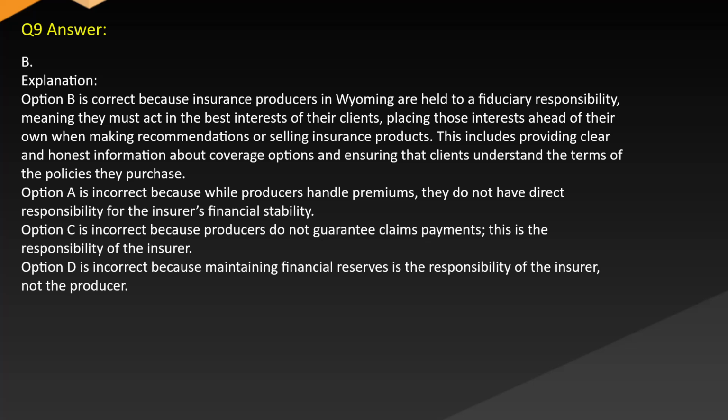Option A is incorrect because while producers handle premiums, they do not have direct responsibility for the insurer's financial stability. Option C is incorrect because producers do not guarantee claims payments. This is the responsibility of the insurer. Option D is incorrect because maintaining financial reserves is the responsibility of the insurer, not the producer.